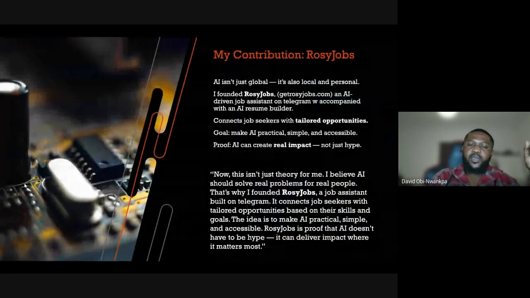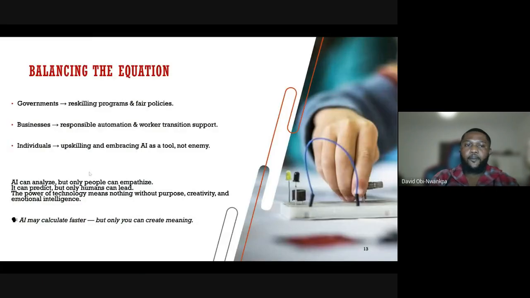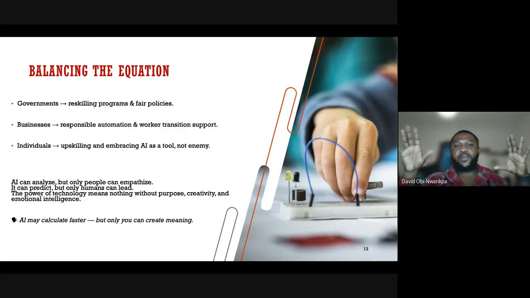I went on to make a point: AI can analyze, but only people can empathize. Empathy is a big thing. AI doesn't have empathy. It can predict, but only humans can lead. We are the ones to tell it what to do, to prompt it right, to make it bring quality results. If an AI just starts blabbing, believe me, it's dumb if you don't tell it the best things to do.